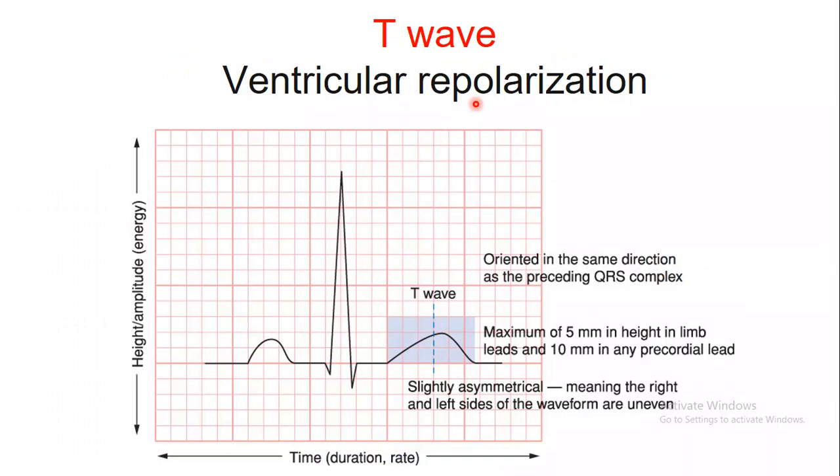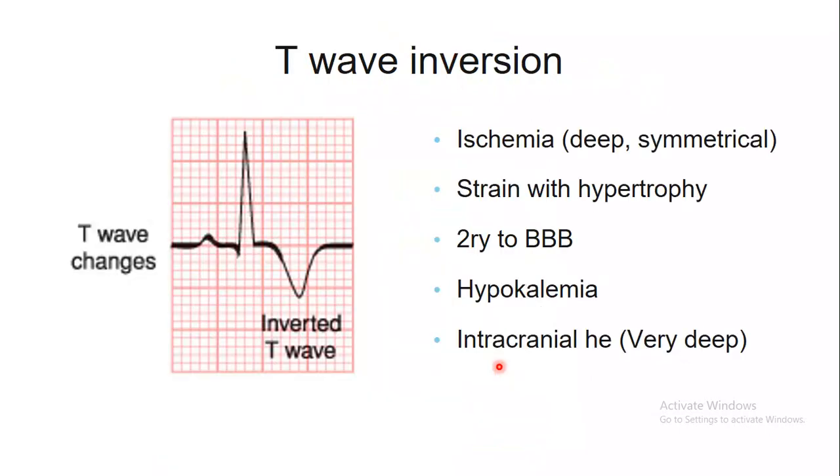Then coming to the T wave, it represents ventricular repolarization, and it is normally oriented in the same direction as the preceding QRS complex. The maximum height of the T wave is 5 mm in limb leads and 10 mm in precordial leads, and it is slightly asymmetrical. The abnormalities of the T wave might be inversion of the T wave. It has a wide differential diagnosis.